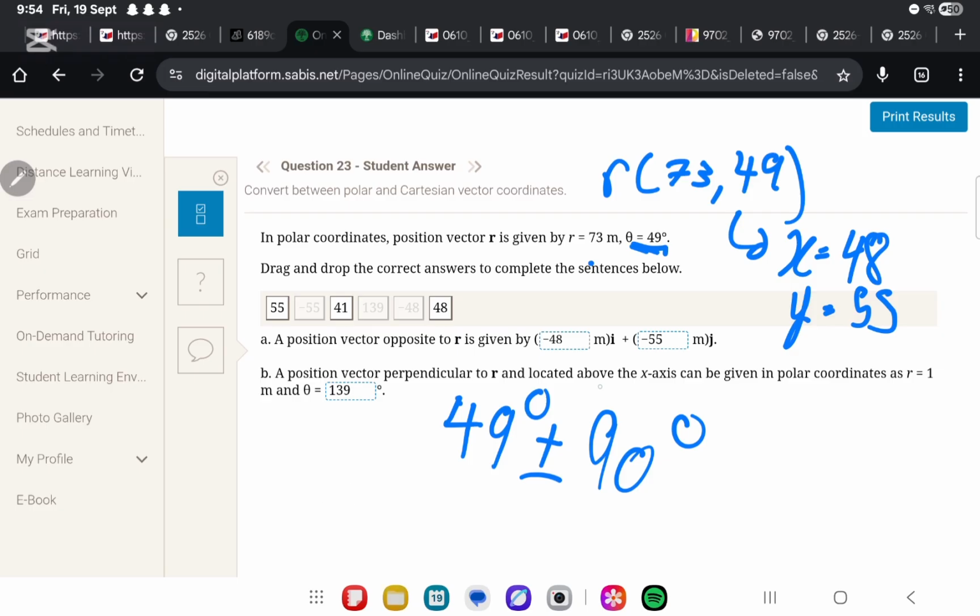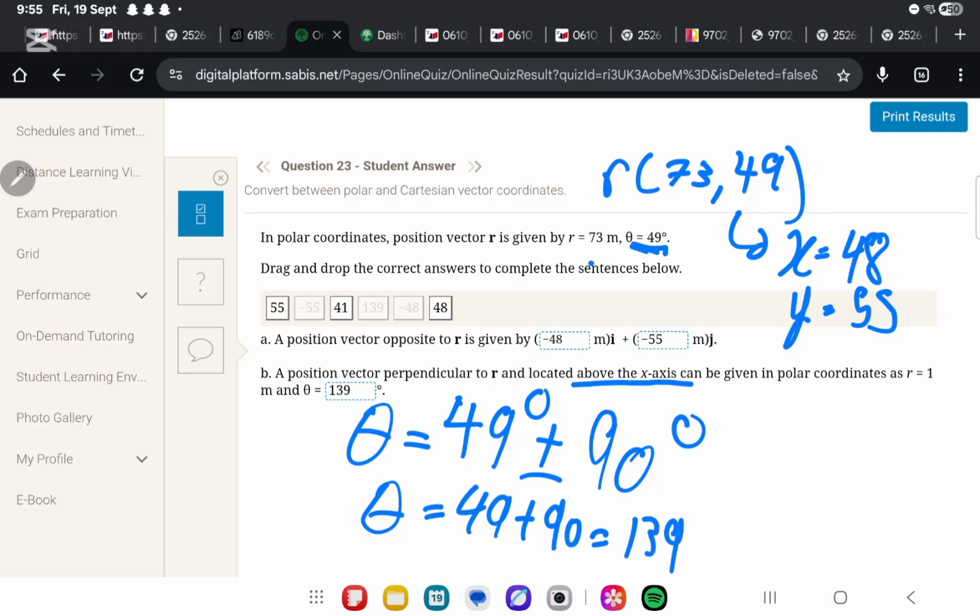Now, they want the angle above the x-axis. So we're going to add 90, because subtracting 90 will give me a negative angle. So this is my vector, let's say. My vector will be here, and it's going to make a negative angle with the x-axis. We need it above the x-axis, so we're going to have it shifted somewhere like this. Now, theta is going to equal 49 plus 90 degrees for the case of above the x-axis. So 49 plus 90 gives me 139 degrees.